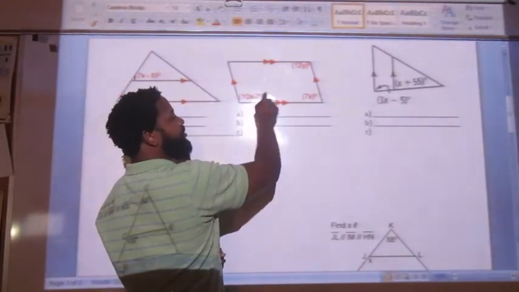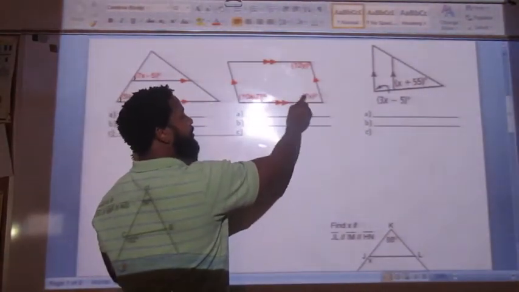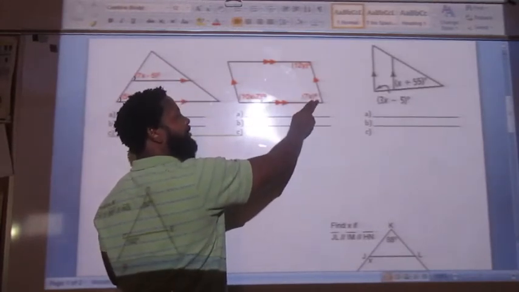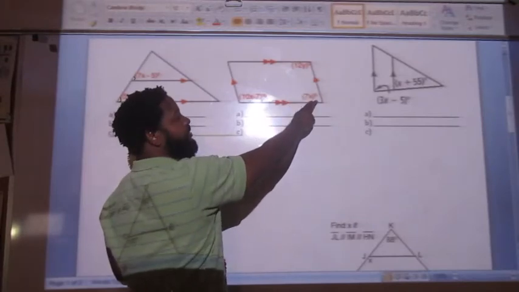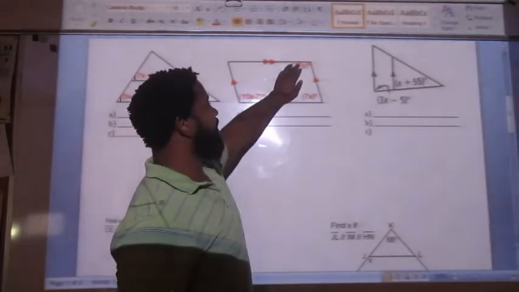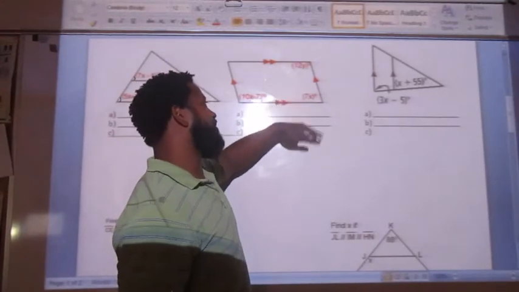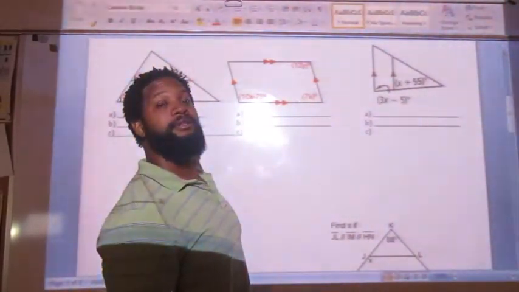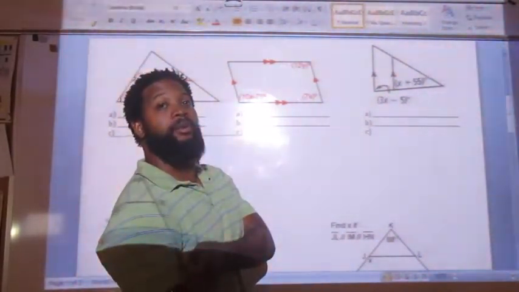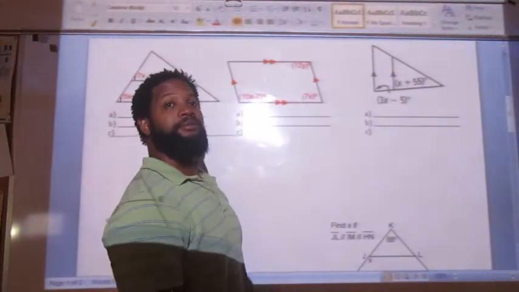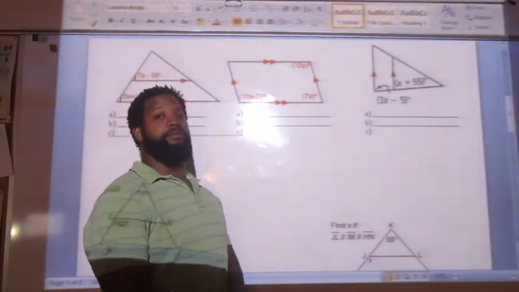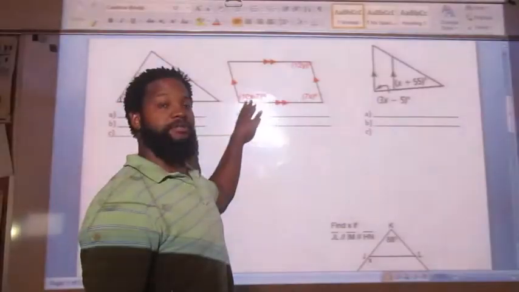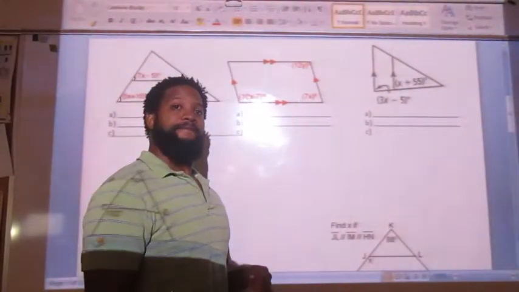180, causing you to solve it by consecutive interior or same side interior with these two. Once you find the degree of this one, you can subtract it from 180 to solve for this one. So the y doesn't matter? Yes, the y matters. You need to find out what y is equal to. But in order to find out what the y is equal to, you need to solve for the x's first.